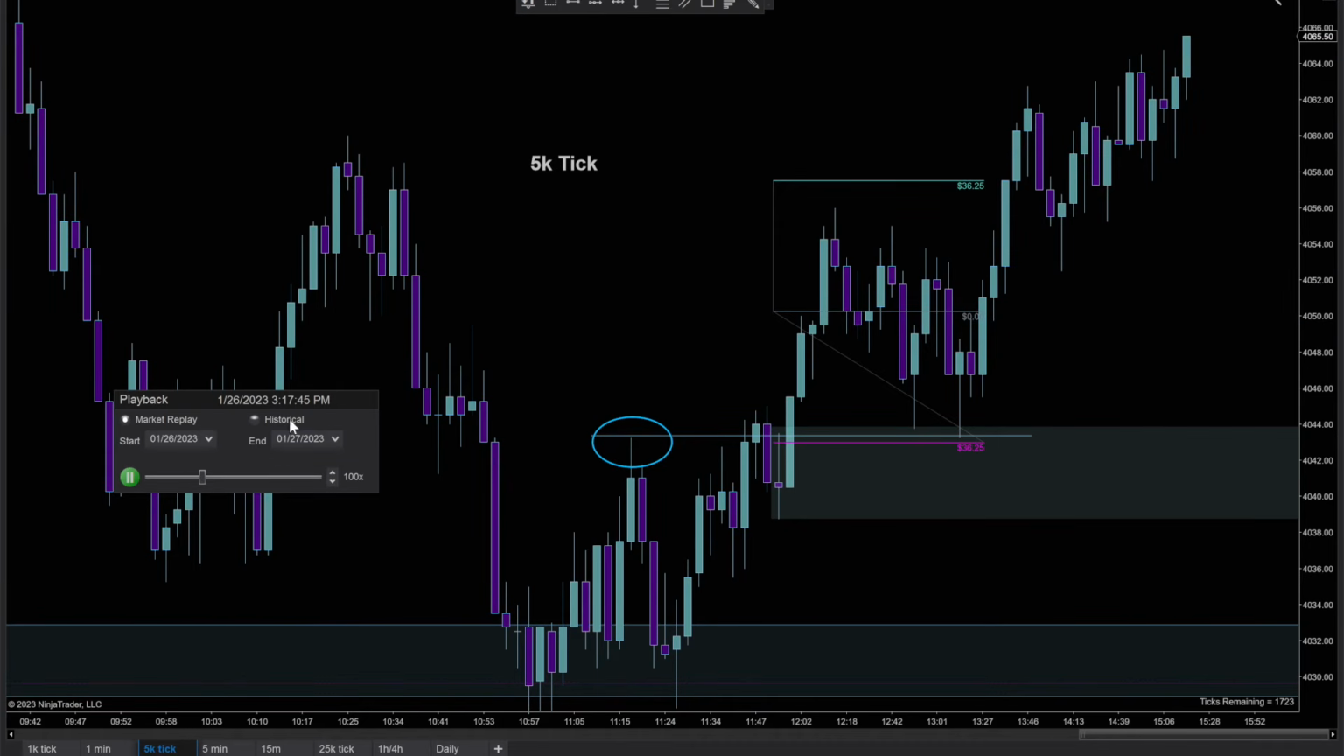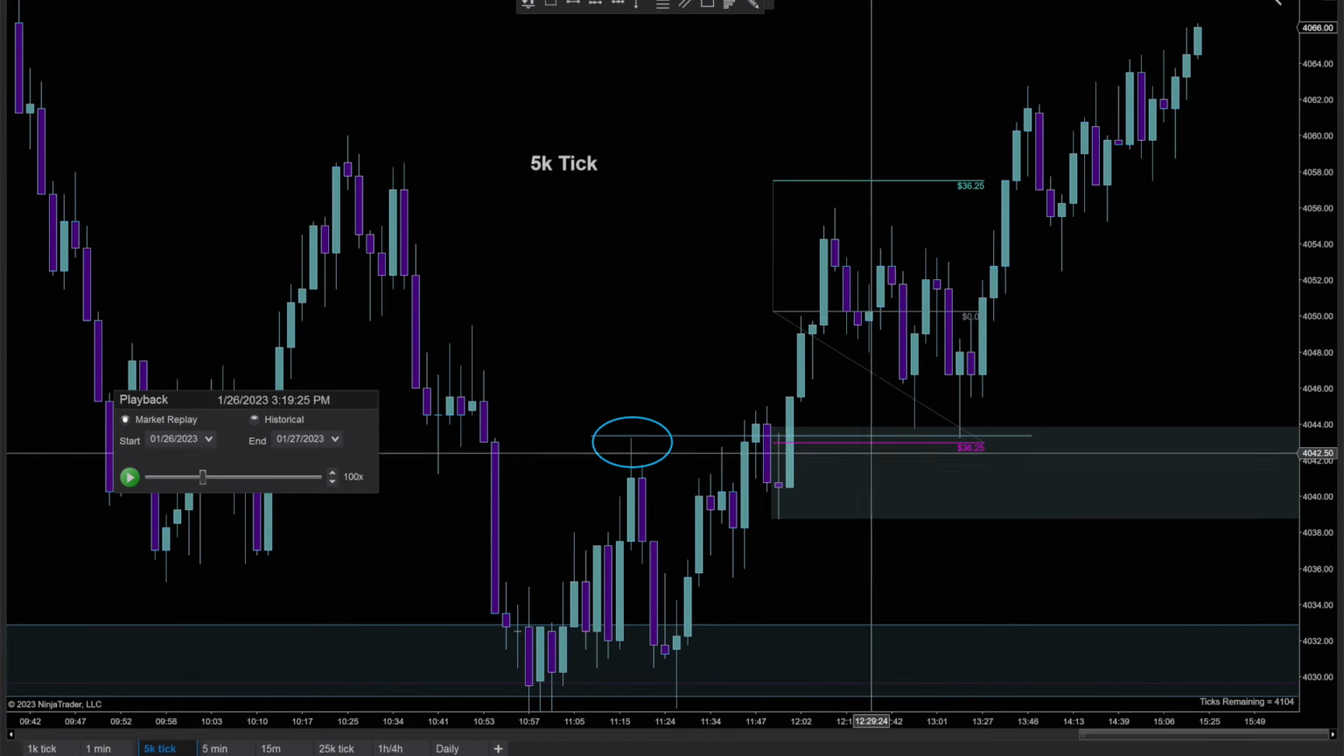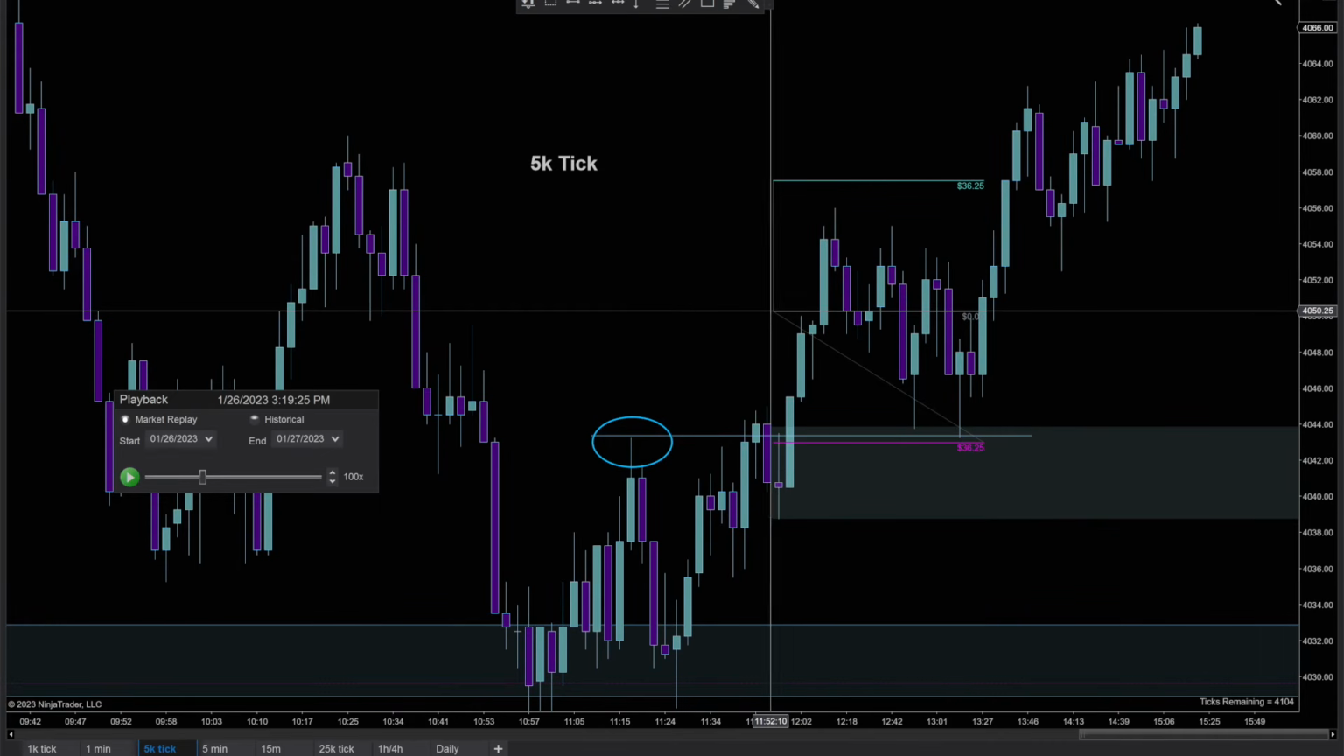Got within just a few ticks. There we go. Okay, so we got that upper target. So that was a really easy one. We got two nice entries off that, and both of them, we could have left those runners and gone all the way to the top.